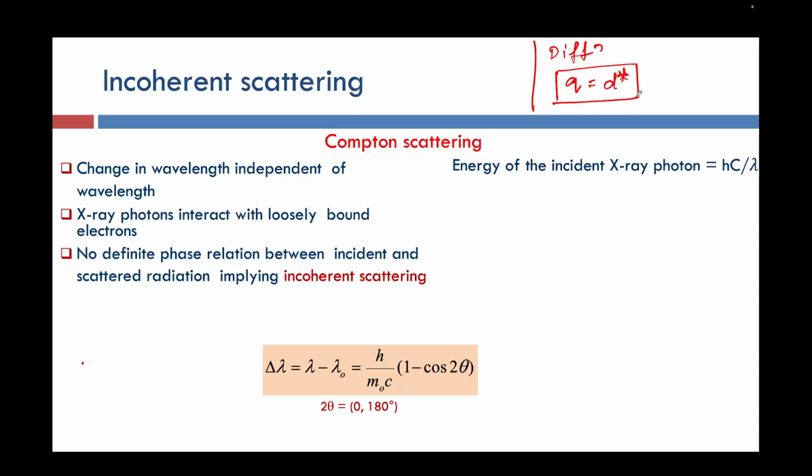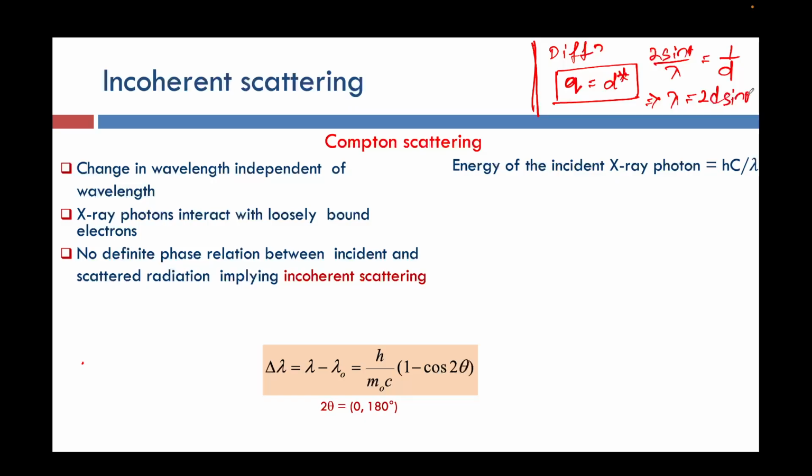Once you state that this is the condition for diffraction, then you don't have to explain the background of the diffraction, like how the scattering vector is coming and what the reciprocal lattice vector is, because we derived that in the last class: the scattering vector will be 2 sin theta by lambda, and this is 1 by d. So from here we eventually get lambda is equal to 2d sin theta.